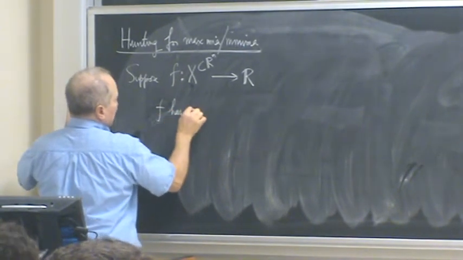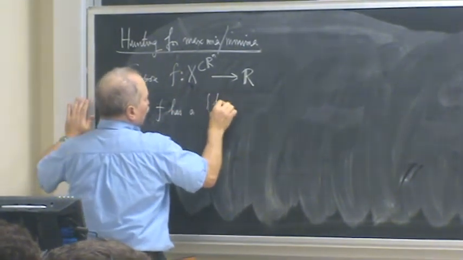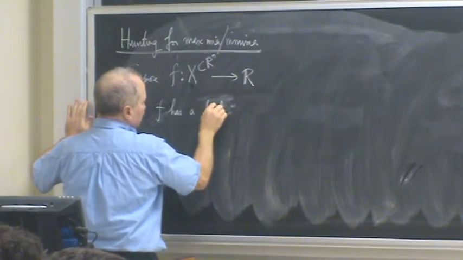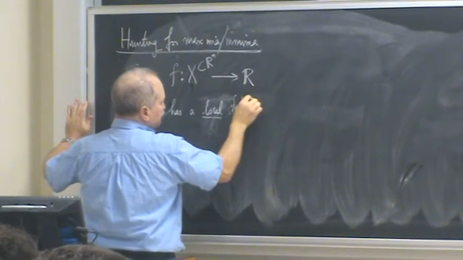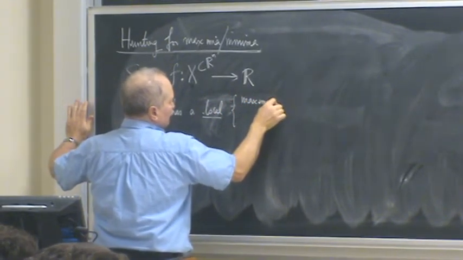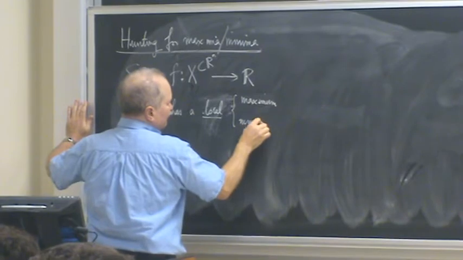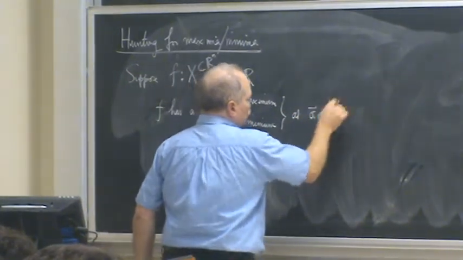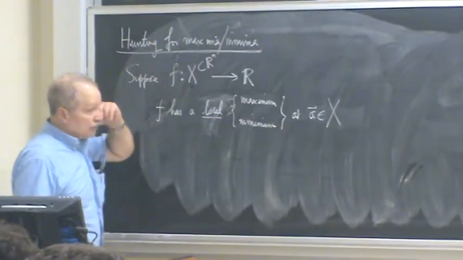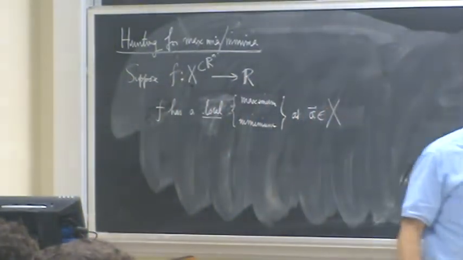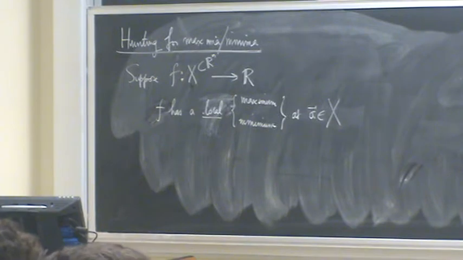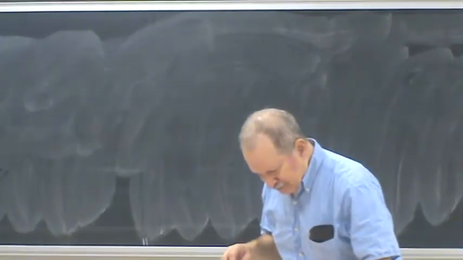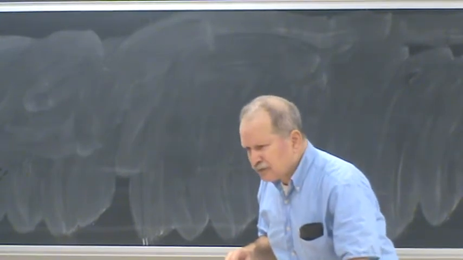has a local, let's just put it in pieces, local maximum or minimum at the point A in your domain if what's true? All the points around it are... Don't even mention a derivative to me. If all the points around it are less than it, it's a maximum. And if all the points around it are larger than it, it's a minimum.